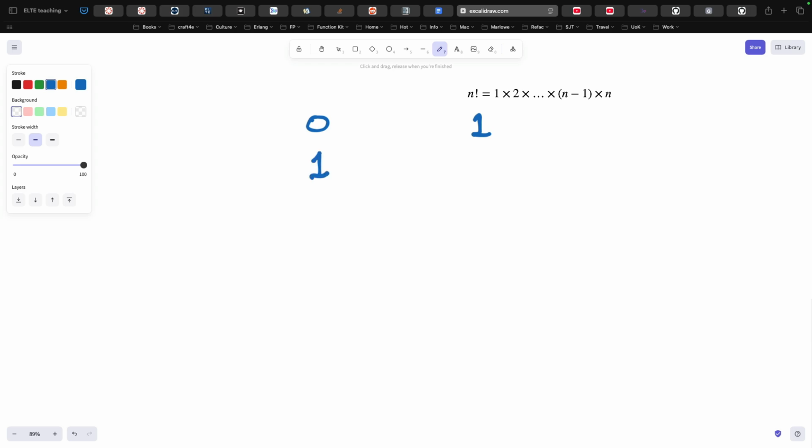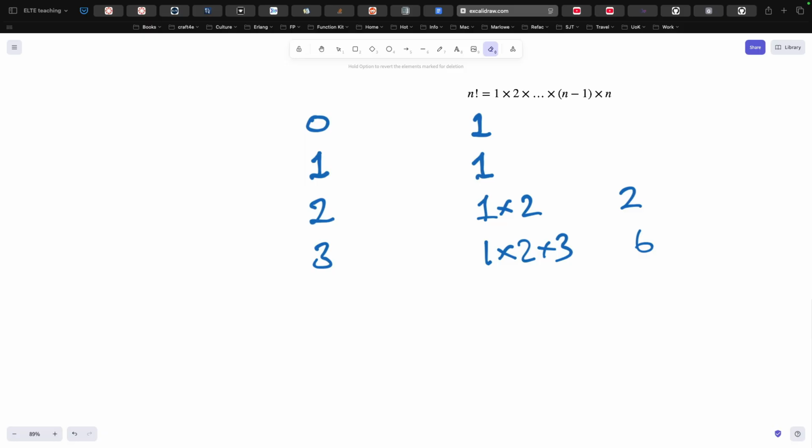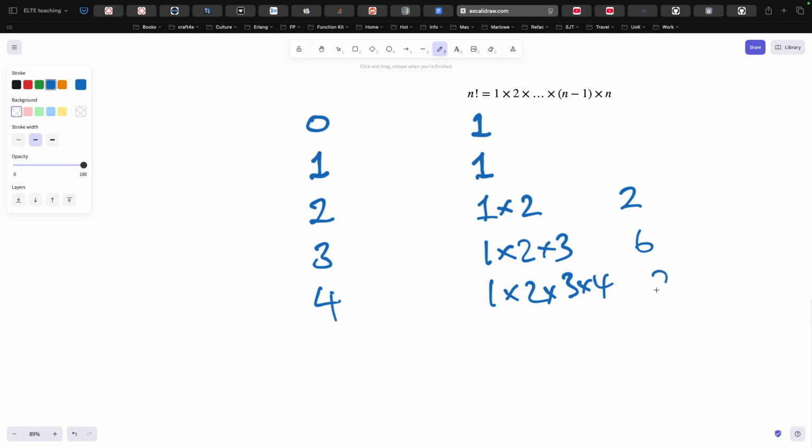And then for the number 1, the factorial is 1. For the number 2, the factorial is 1 times 2, which works out to be 2. For 3, the factorial is 1 times 2 times 3, which works out to be 6. For the factorial of 4, the answer is 1 times 2 times 3 times 4, which is 24.